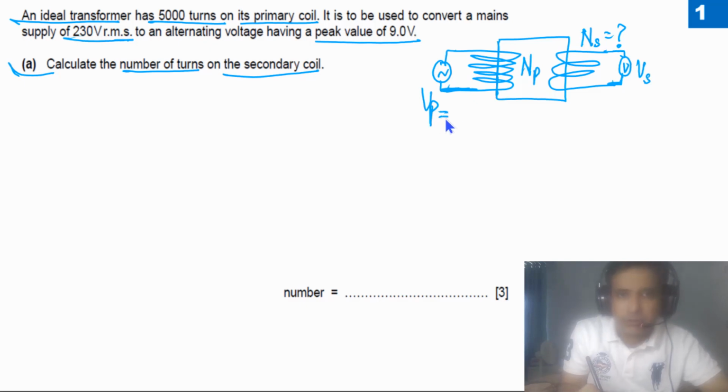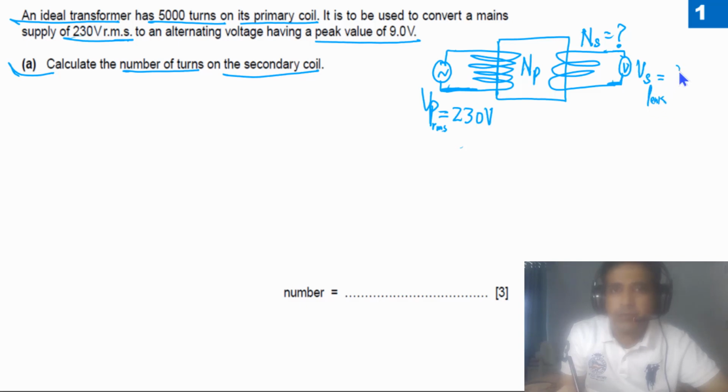Primary voltage is given to us, but this is the RMS value. It is given as 230 volts, and this one is RMS. And Vs is given to us as the peak value, so this one is the peak value and it is equal to 9 volts. The number of turns on the primary coil is equal to 5000 turns. We need to find out Ns in this case.